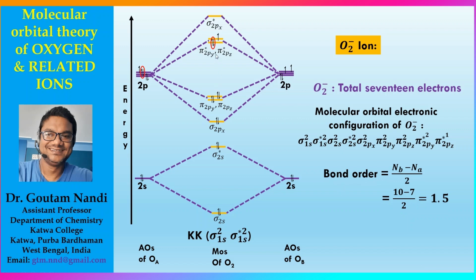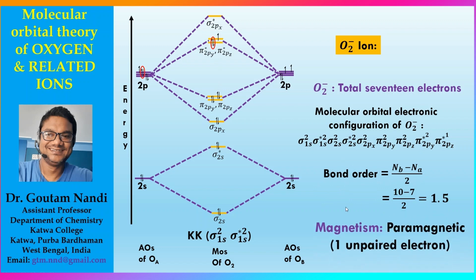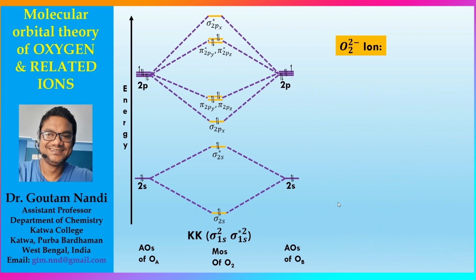Now you see here that the pi star 2 pz orbital still contains one unpaired electron. So like the O2 plus ion, the O2 minus ion will also be paramagnetic, and the magnetism will correspond to the one unpaired electron. That is for the O2 minus ion or superoxide ion. Now for the O2 2 minus ion, that is the peroxide ion.